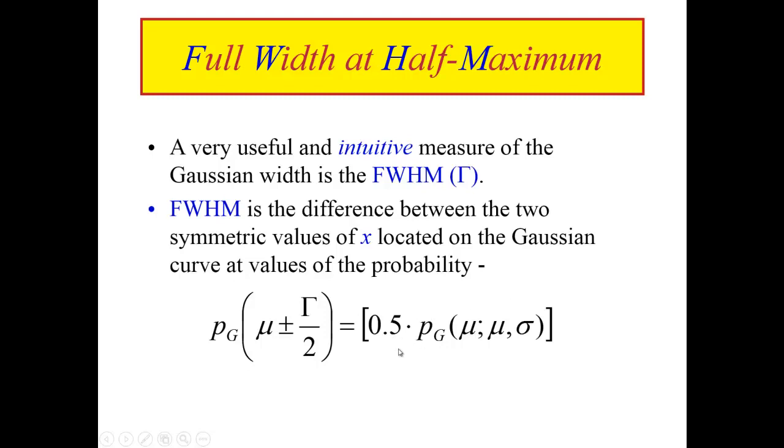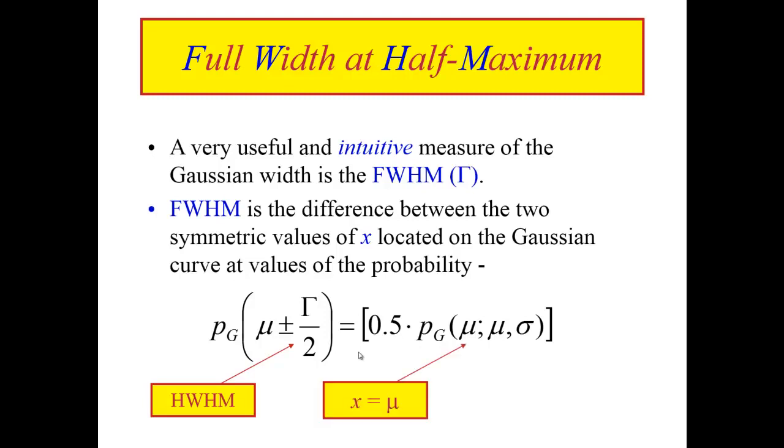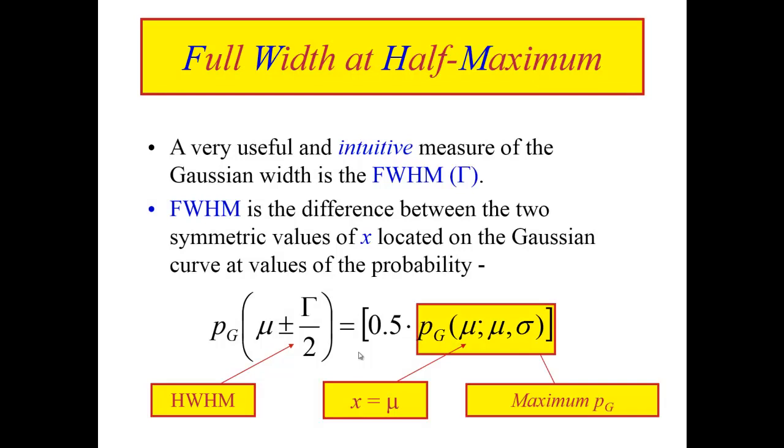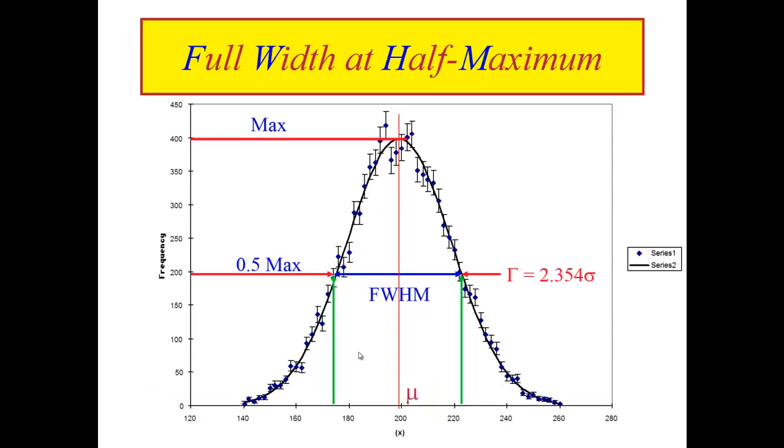Take that, multiply by 1/2, and we see that on either side of the mean, there's going to be a point where the probability goes down to 1/2. So when we show that graphically, here it is. The peak value is right around 400, so the half maximum value is right around 200.